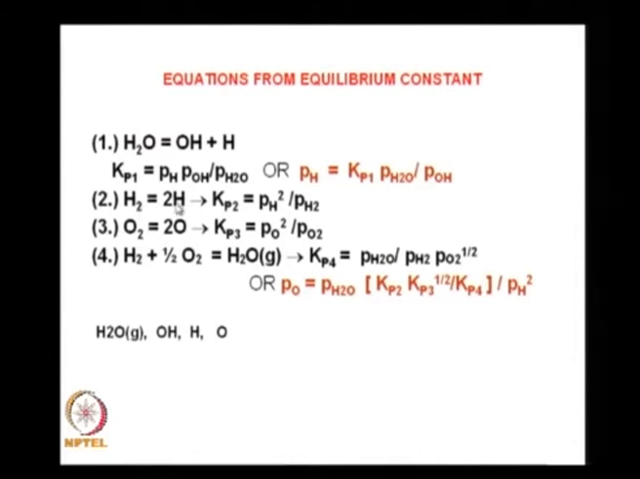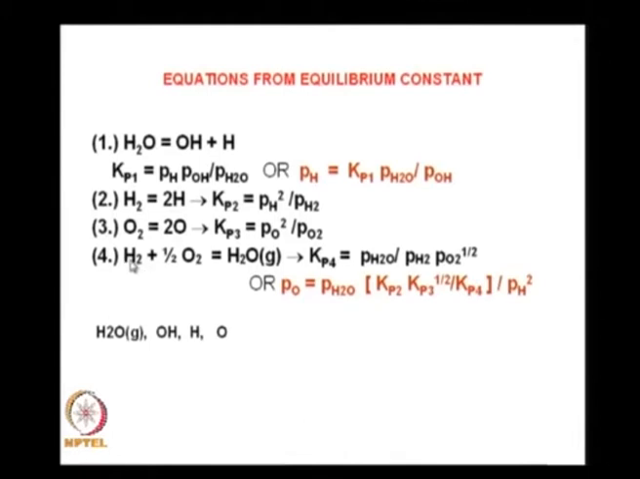H2 could have got dissociated to 2H, O2 could have got dissociated to 2O. For this particular reaction H2 to 2H, I get Kp2 is equal to pH squared divided by pH2, that means I have pH into pH. O2 going to 2O, I can write the reaction rate constant. For this I call the equilibrium constant Kp3, and Kp3 is equal to PO squared divided by PO2 over here.